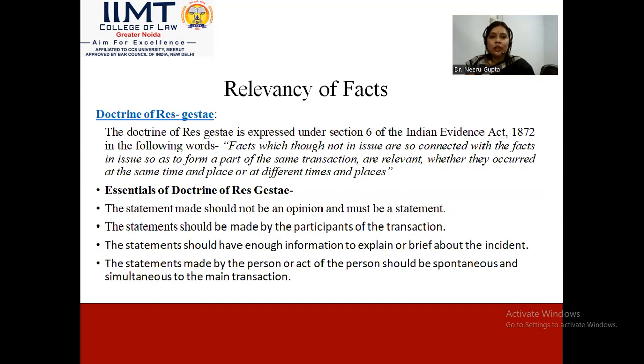Relevancy of fact, doctrine of res gestae. The doctrine of res gestae is expressed under Section 6 of the Indian Evidence Act 1872. Essentials of the doctrine of res gestae: The statement made should not be an opinion and must be a statement. The statement should not be made by the participants of the transaction. The statement should have enough information to explain the incident. The statement made by the person or the act of the person should be simultaneous with the main transaction.